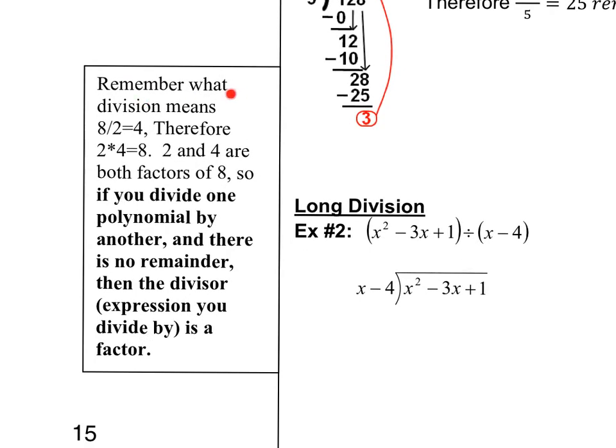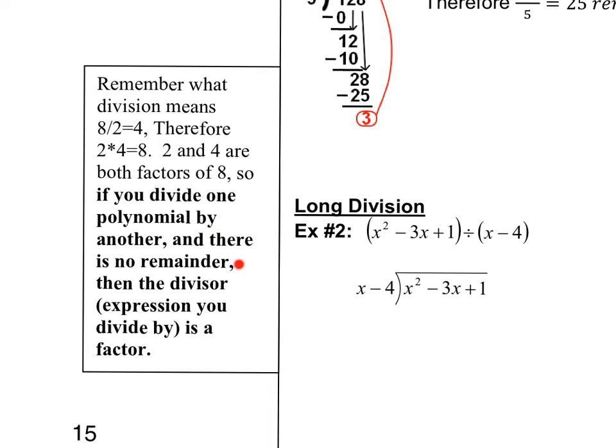Okay, and then over here, this is just some phrasing. It says, remember what division means. 8 divided by 2 equals 4, right? Therefore, that means that 2 times 4 equals 8. That means 2 and 4 are both factors of 8. So if you divide one polynomial by another, and there is no remainder, then the expression you divided by is a factor. So if you divide something and it works out nicely, then that thing is a factor of what you divided. So we'll get back to this.